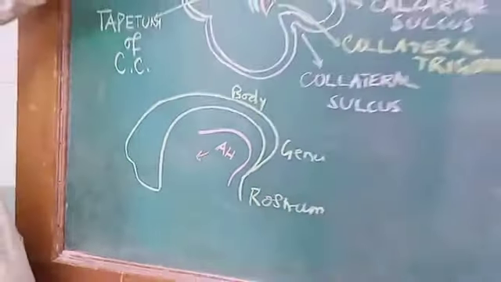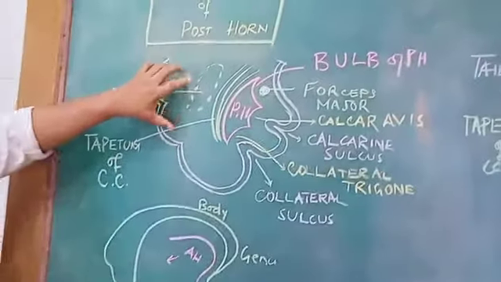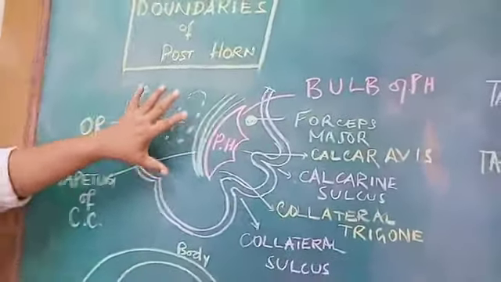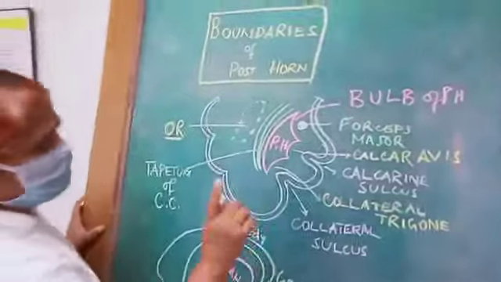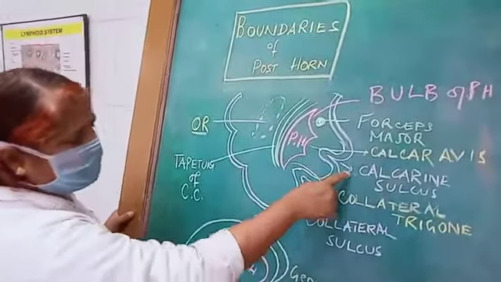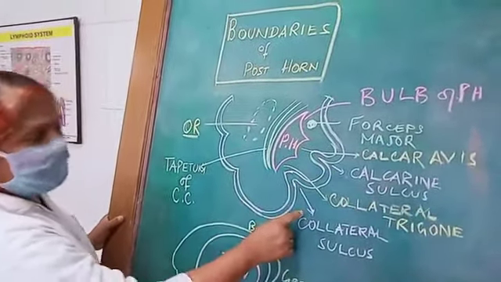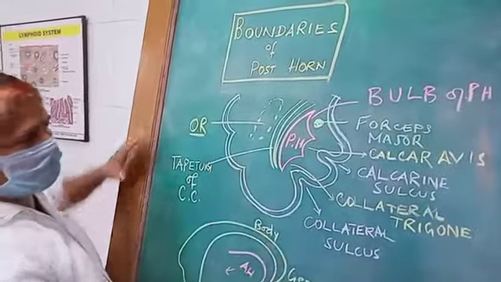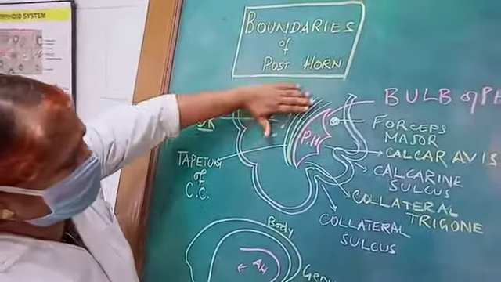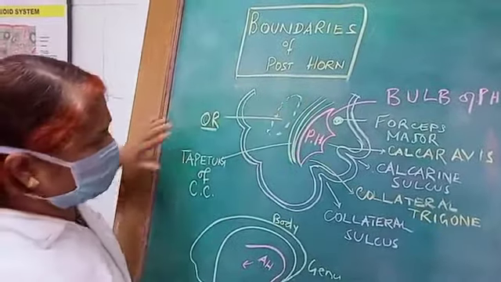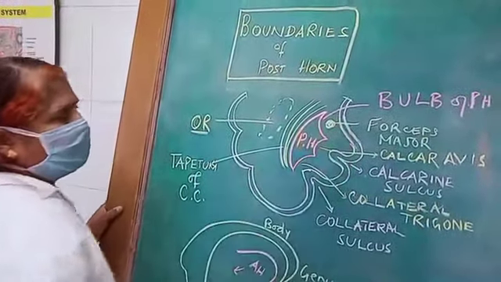Coming to the boundary of the posterior horn. So posterior horn within the occipital lobe. There we have seen the two sulcus, which is very important. One is calcarine sulcus, one is collateral sulcus. So how are these boundaries being formed? This is the roof or the lateral wall of the posterior horn of the lateral ventricle, and this is the medial boundary or the floor.